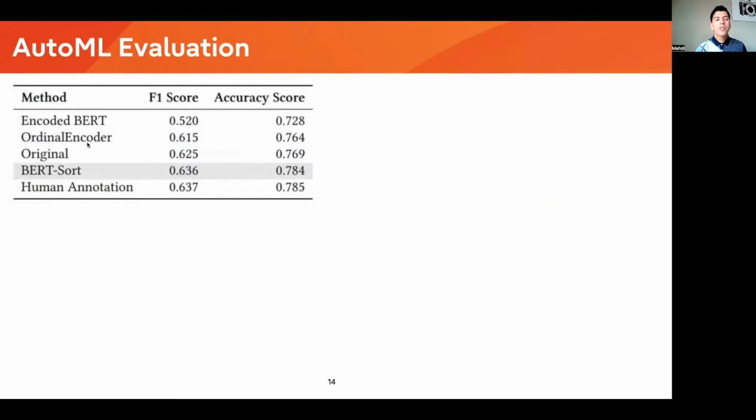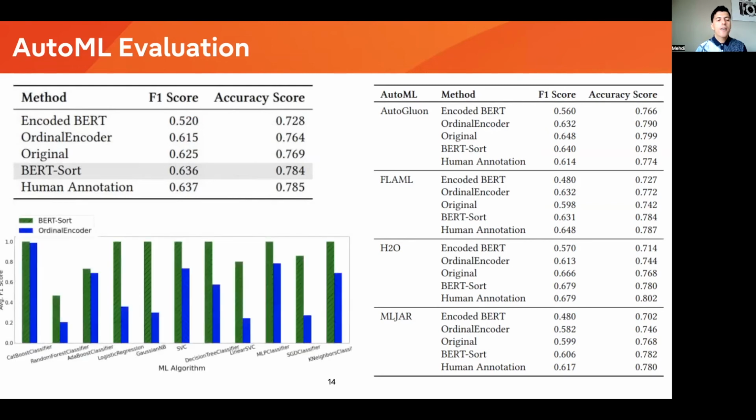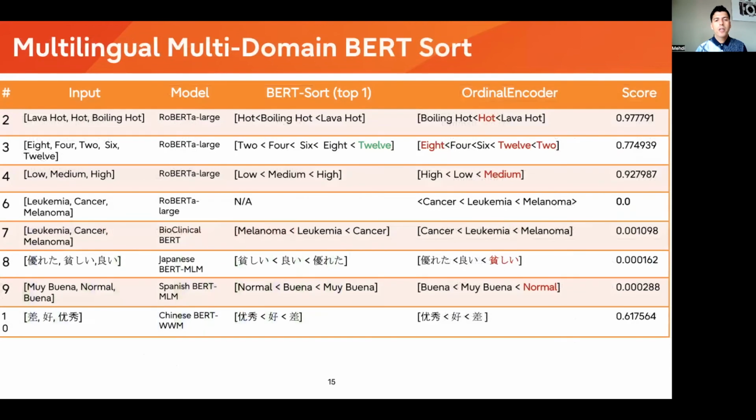But as you can see, the ordinal encoder in general actually reduces the F1 and accuracy score for models in ultimate models. This is the detail of the 4 different AutoML platforms, AutoGluon, FLAML, H2O, and MLJAR, as well as the performance evaluation of BERT-Sort and ordinal encoder on 11 algorithms on a single dataset, which shows that in all cases BERT-Sort provides better performance compared to the ordinal encoder.